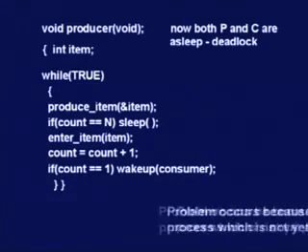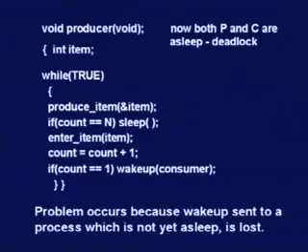So, this is the problem with this particular code. If the situation arises that the consumer is descheduled from the processor at a particular time, both of the processes will sleep and nothing can run on the processor. This is the situation which is called deadlock. Basically, the problem has occurred because the wake up sent to a process which is not yet asleep is lost.